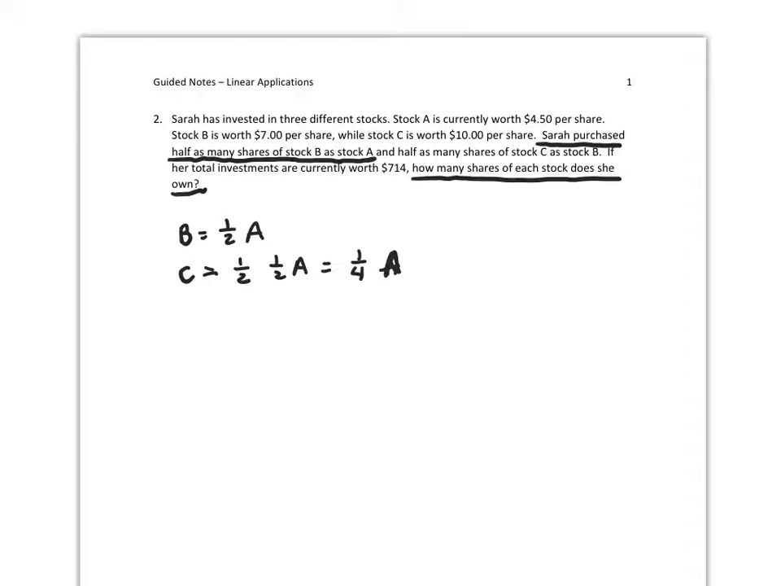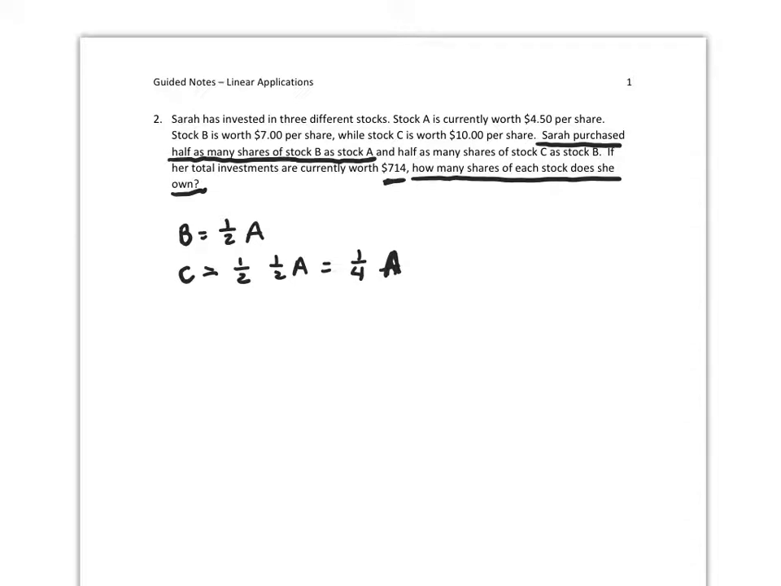So we know that if we take the total amount of money invested in stock A plus stock B plus stock C, that's going to give me this total of 714. A is the number of shares of A, B is the number of shares of stock B, and C is the number of shares of stock C.